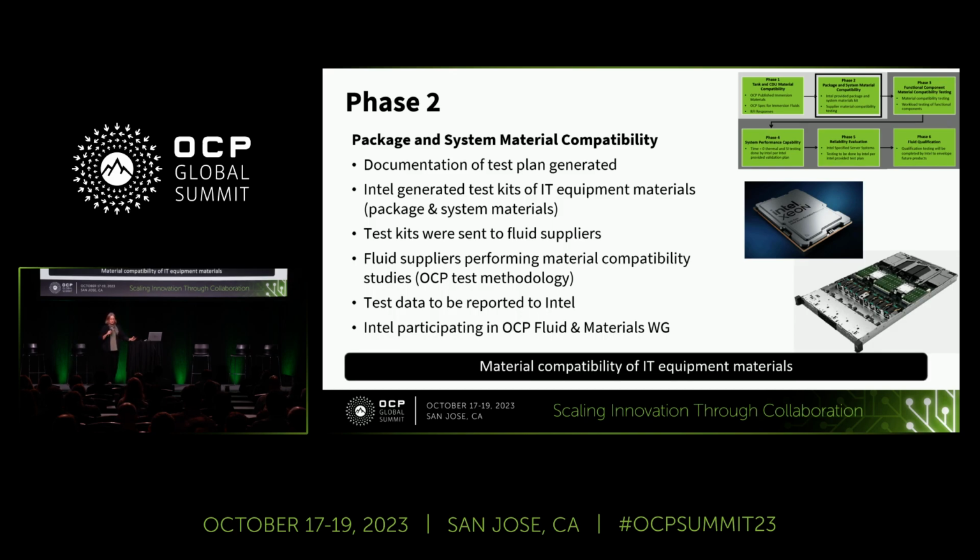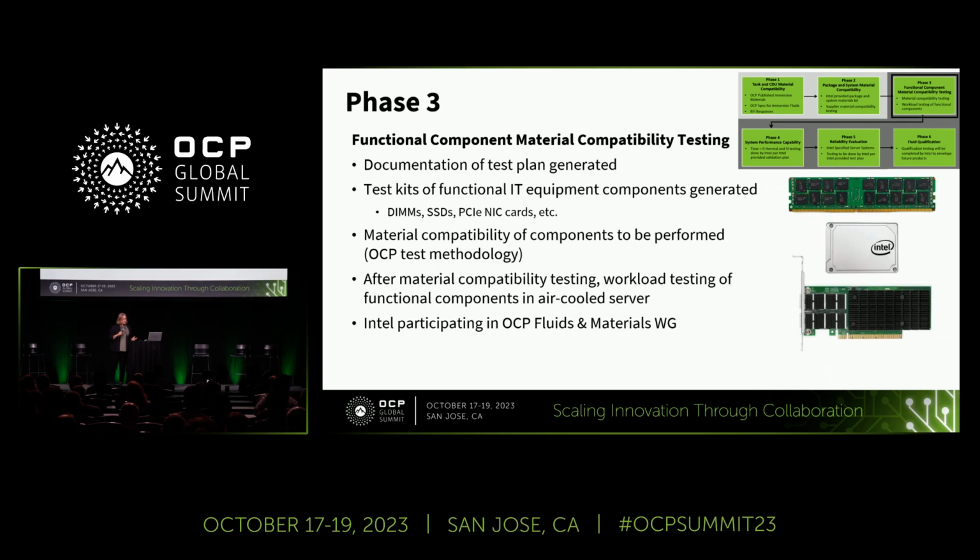So phase 2, in summary, material compatibility of IT equipment materials. And that goes into phase 3, functional component material compatibility testing, right? So yep, we generated and documented the test plan here as well. We also generated the test kits, right? The bag of parts, again, of functional components, such as DIMMs, SSDs, PCIe, NIC cards, right? And so on. And then material compatibility of those components will be performed.